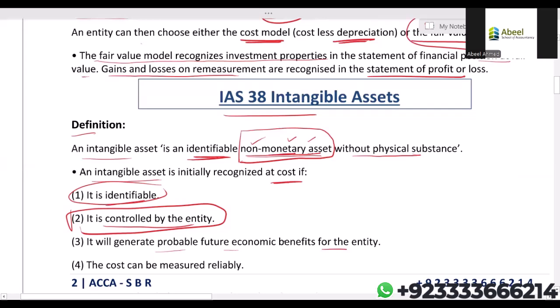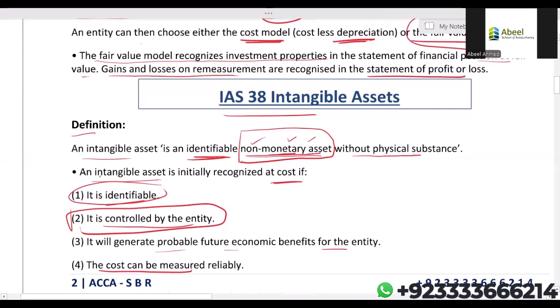Probable future means more than 50% chances the company will get the economic benefit. And it is not necessary that you will always get the economic benefit by selling the asset. You can also get the economic benefit by using the asset. For example, let's say there's an XYZ company, they have made a software just for themselves. They're using that software. By using that software, they are saving the cost. So when we say future economic benefit, it could be by selling that asset or by using that asset. The cost can be measured reliably.